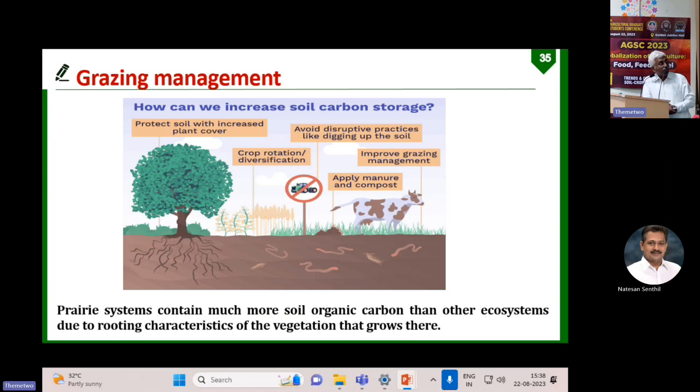In addition, grazing management also increases the carbon storage. If you go for adequate vegetation that protects the soil with increased plant cover, and also go for crop rotation in the form of grazing management and crop diversification, as Dr. Kalarani Madam was telling previously, if you go for diversification we can take care of it, wherein you can incorporate millets and so on. Here also if you go for a legume or cover crops, that improves soil organic matter and organic carbon, and also avoids digging up of the soil, improves grazing management, and also applies manure if you go for proper grazing. These are other activities wherein we can improve the soil carbon.